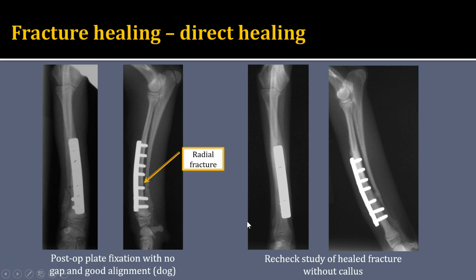On the recheck radiograph, there is lack of visibility of the radial fracture, and there is no callus, with continuity of the cortices. There is some periosteal reaction over here, which is associated with that ulnar fracture. So this is an example of direct healing.